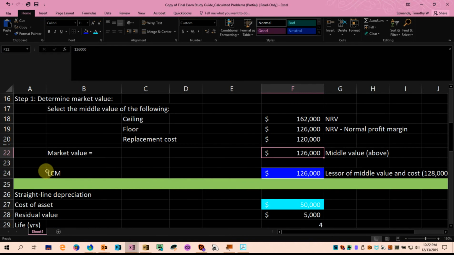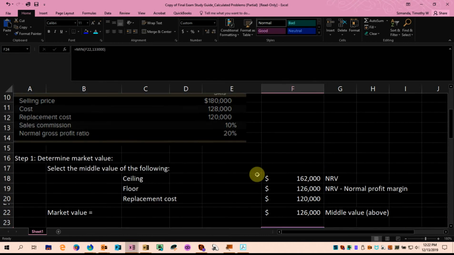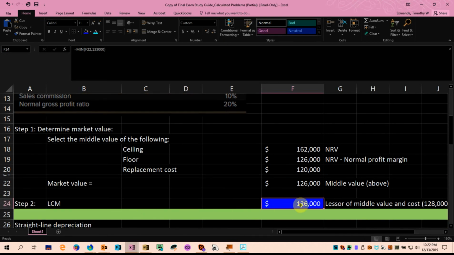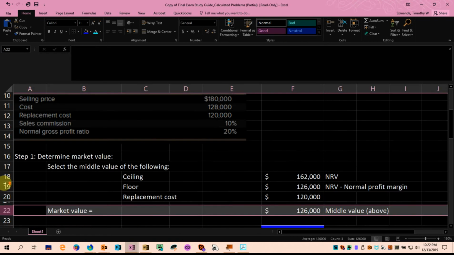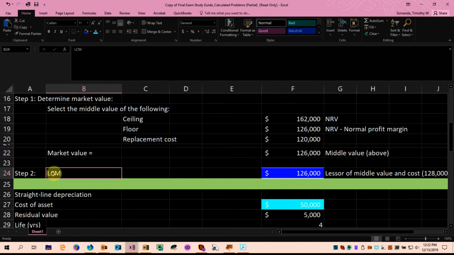And then the second step, step two, is to compare and select the lesser of the two. That is the lesser of the $126,000 you just calculated or the cost of $128,000. So we're going to compare $126,000, which is our market value, to our cost of $128,000 and select the lower of cost or market. In this case it'll be $126,000.